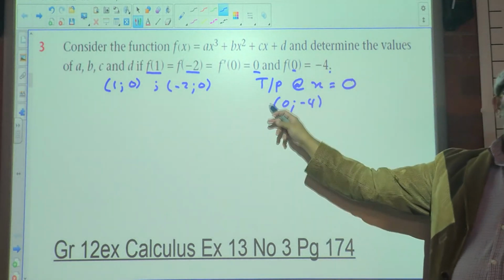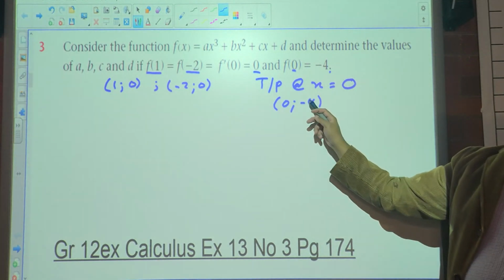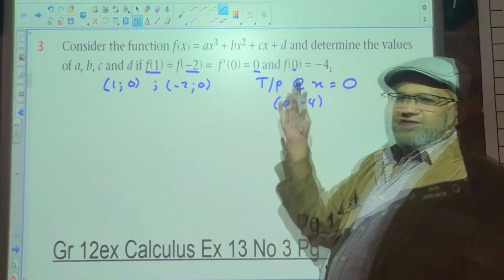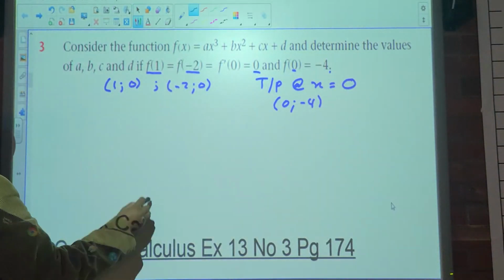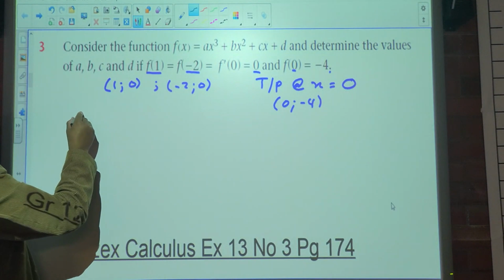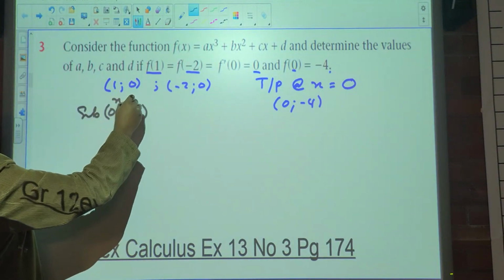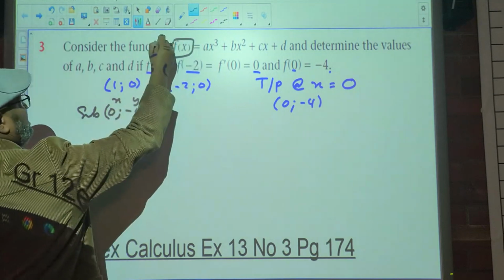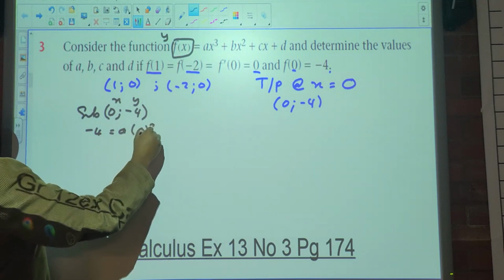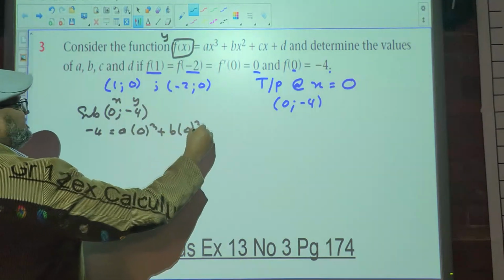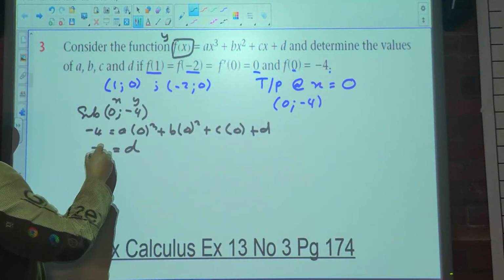So what is this here? When do we let x equal to 0? You work out the y-intercept. So your d value is negative 4. But say we didn't know that. Okay, let's substitute 0 and minus 4, remembering that's an x and a y. F of x is a y. So negative 4 equals a into 0 cubed plus b times 0 squared plus c times 0 plus d. So d works out to be minus 4.